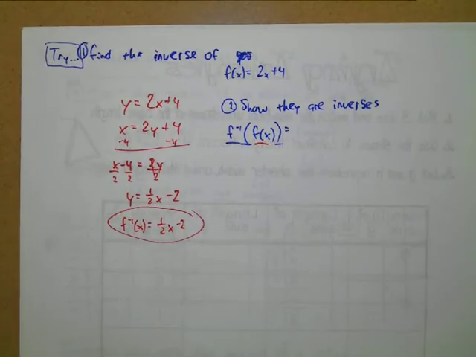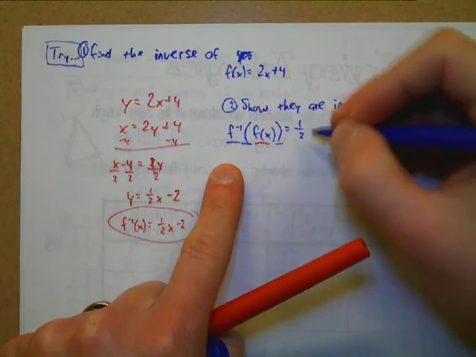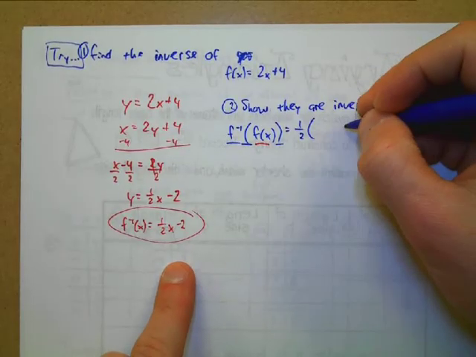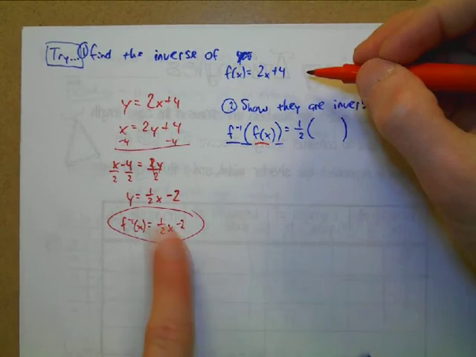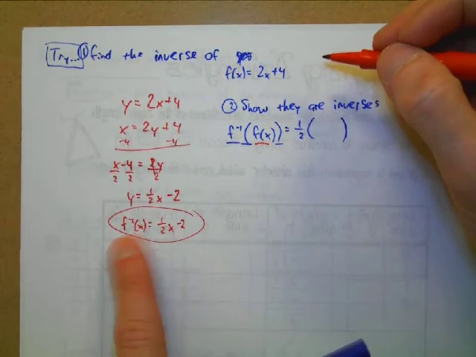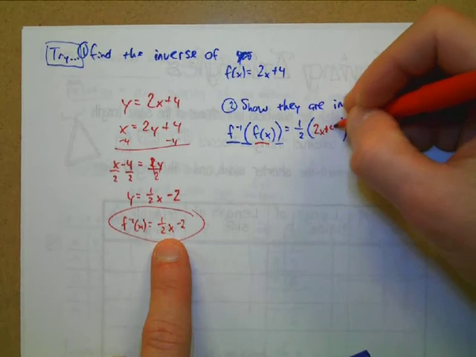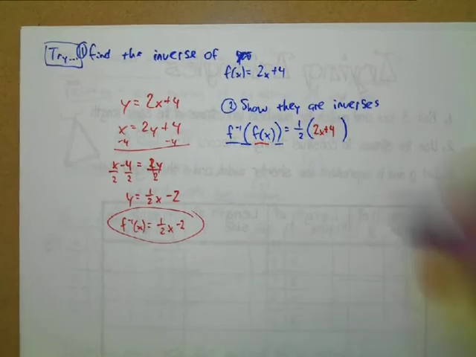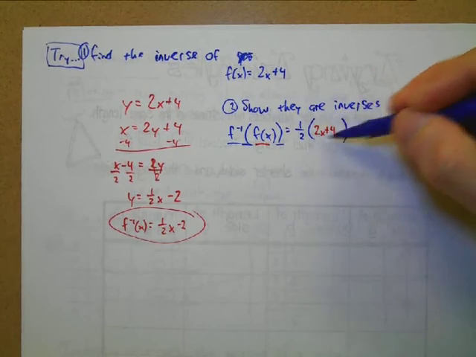Okay, f inverse in blue, so 1/2, and then parentheses, and I'm plugging f of x into f inverse. You can see right there I have an x in my f inverse, so I'm going to put that 2x plus 4 in there, and then minus 2. So in blue is the f inverse, in red is the f.